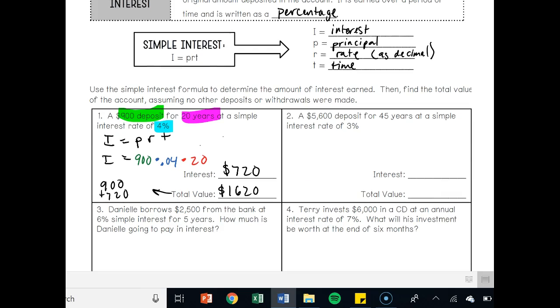I will allow you to do number 2 on your own. So you're using the same exact formula. I equals principal times the rate times the time, and your principal in this case is 5,600. Your rate in this case is 3%, and your time in this case is 45 years. So you figure out the interest and then figure out the total value.